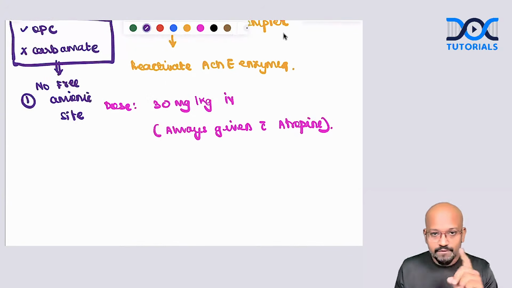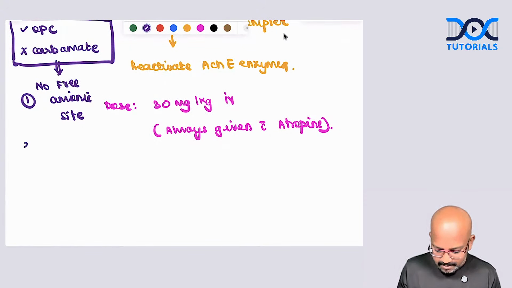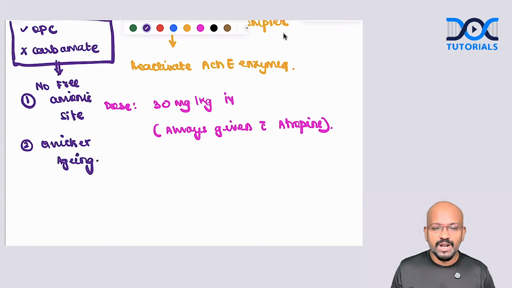First point is there is no free anionic site. That's why oximes cannot be effective in those cases. Number 2, it follows a process which leads to a quicker aging phenomenon. The aging phenomenon will happen very much quicker.